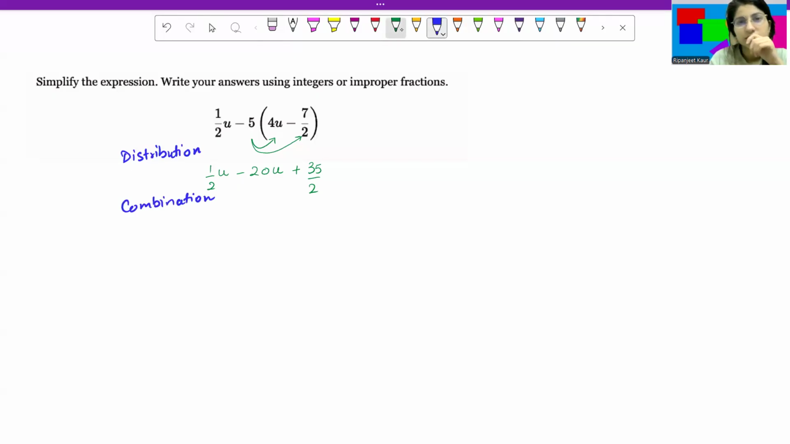Oh, I have to multiply fractions? Like multiplying 1 over 2u times 20u? See, in between them it is not multiplication. There is subtraction. Yes, there is subtraction. And how do we solve when it comes to subtraction?